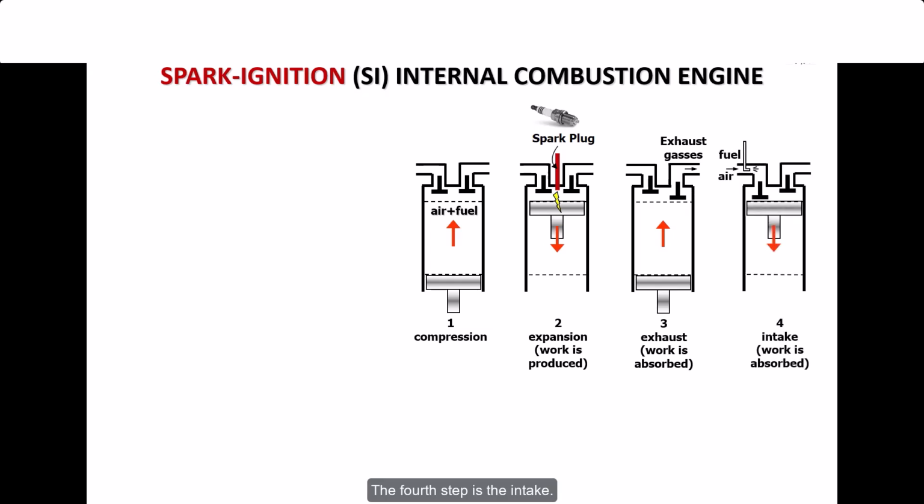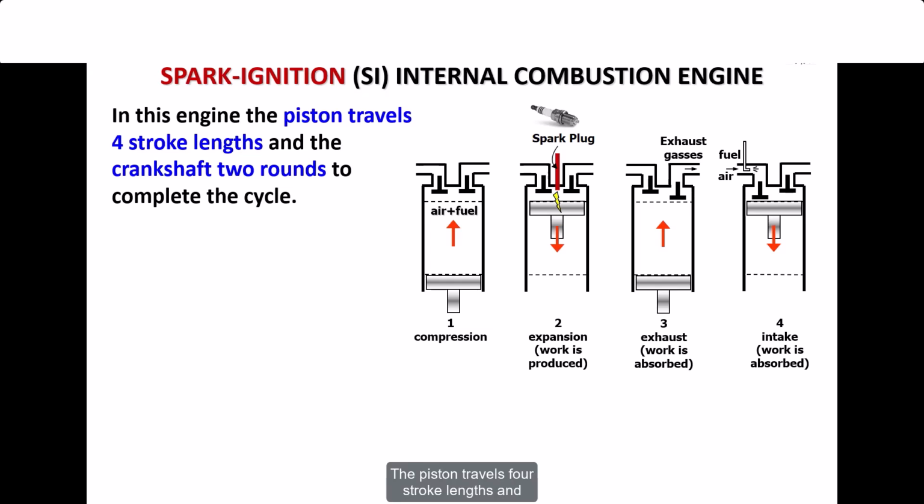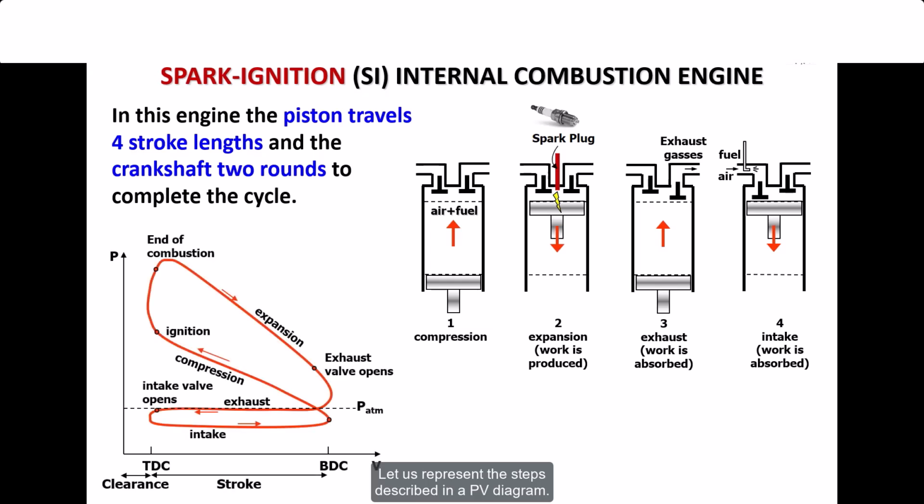The fourth step is the intake. The intake valve is opened to allow the suction of the fuel-air mixture. The mixture is made up in the intake duct through an injector that sprays the fuel in the air stream at optimal fuel-air ratios. The piston travels 4 stroke lengths and the crankshaft 2 rounds to complete a cycle. This gives to this configuration of spark ignition engine the name of 4-stroke internal combustion engine. Let us represent the steps described in a PV diagram.